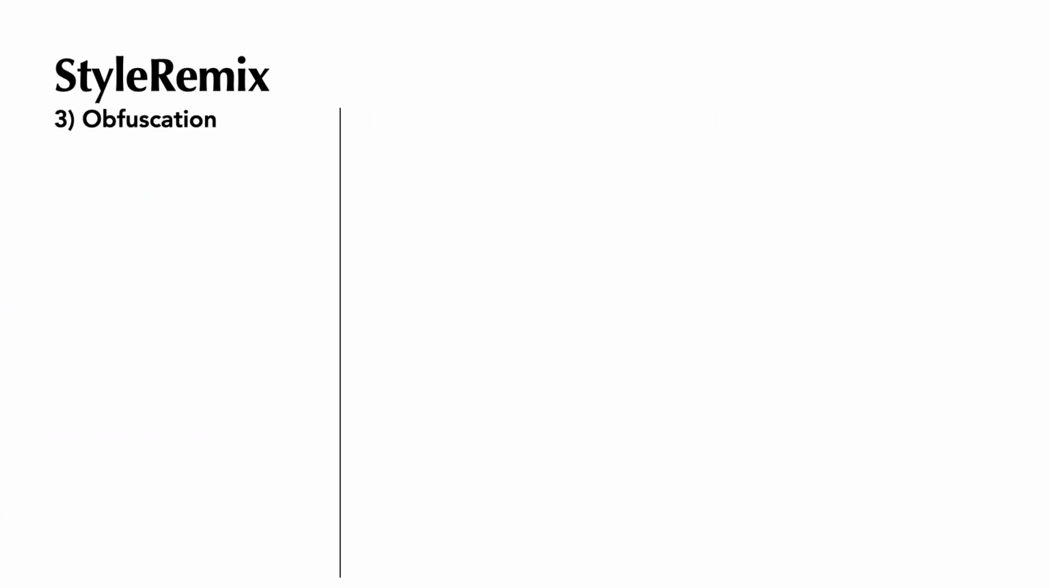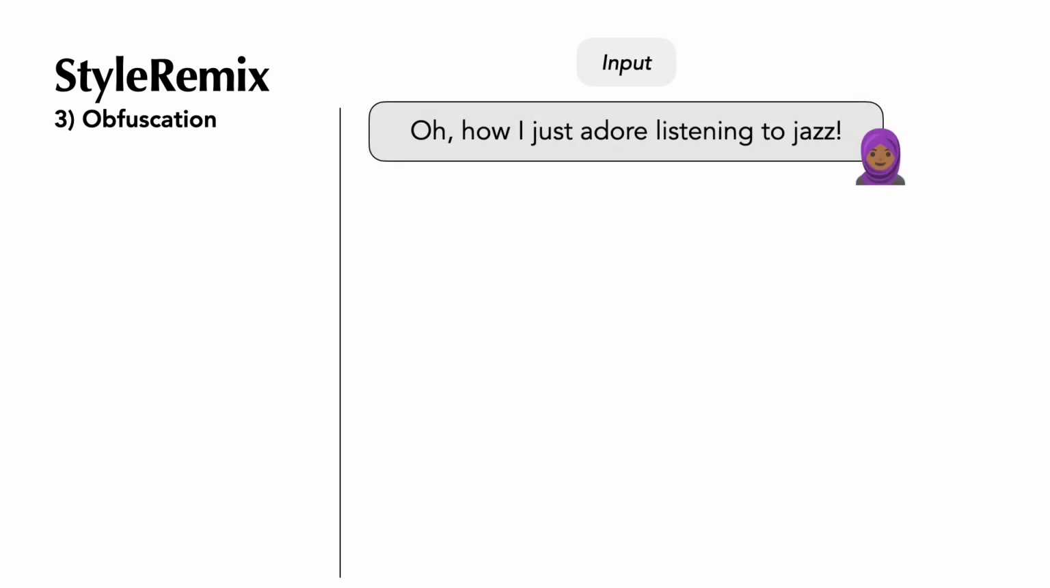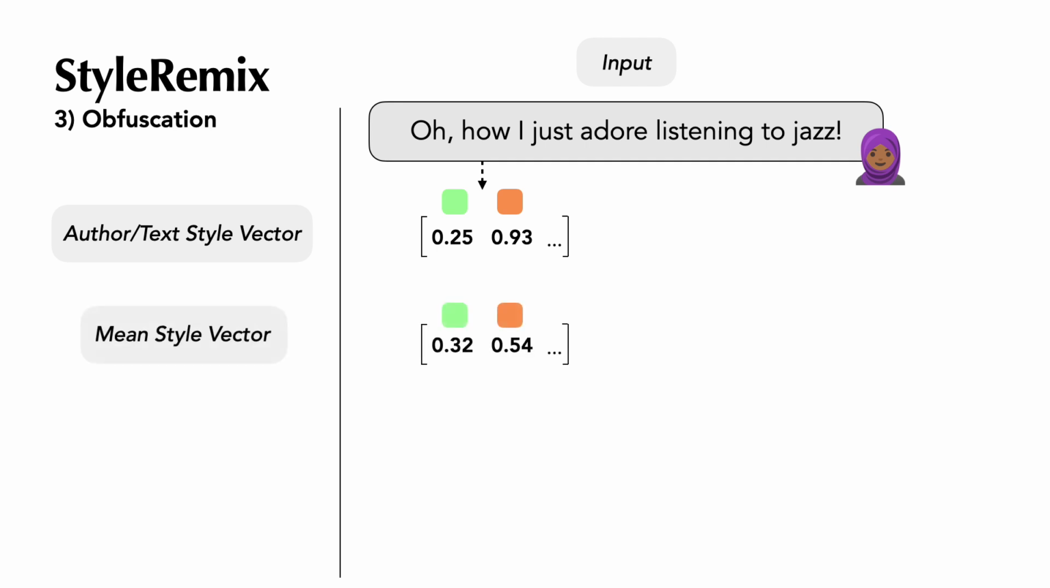Now I'll talk about the final stage of our pipeline, the actual obfuscation itself. So given an input from a specific author, we can collect the author style vector from the slide before. Alternatively, we could actually calculate the style vector for this specific text rather than just the author. We're also going to retrieve the mean style vector, which is found by ensembling and averaging the style vector for all the authors in the corpus.